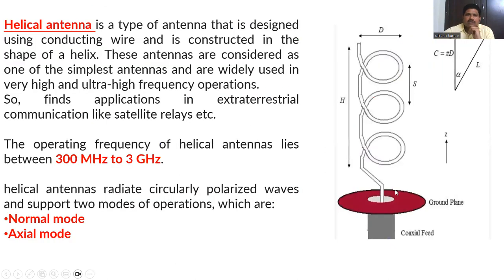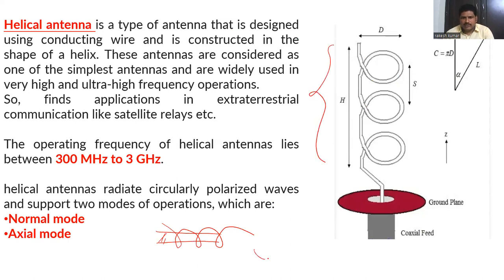So see here, what is the helical antenna? Let us take a bar. If we take a simple wire and wind it like this, and if you remove this bar, then the conducting wire will look like a helix. This is nothing but a helix. So if you wind a wire on a conducting material like this, then the helical antenna comes into the picture. So this is the structure of the helical antenna.